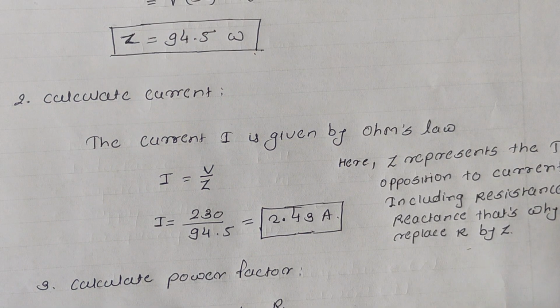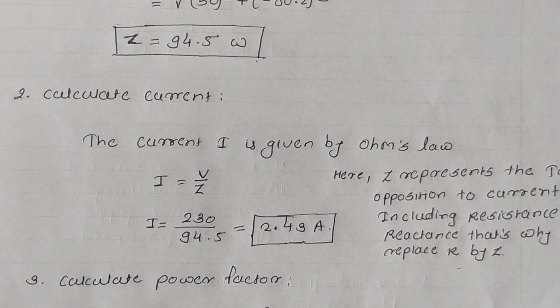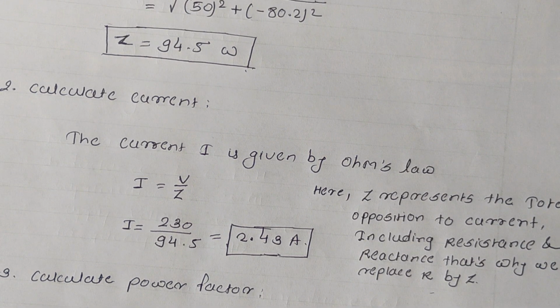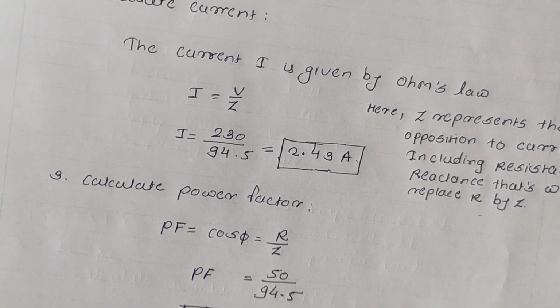So next is current. The current I is given by Ohm's law, I equals V by R. Here Z represents the total opposition to current, including resistance and reactance. That's why we replace R by Z. So the formula is I equals V by Z. I equals 230 volt divided by the impedance 94.5 ohm. So the answer is 2.43 ampere.